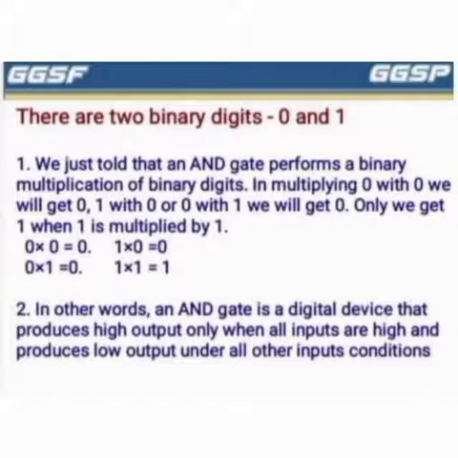Now 0 into 0 is 0, 1 into 0 is 0, 0 into 1 is 0, 1 into 1 is 1. In other words, an AND gate is a digital device that produces high output only when all inputs are high and produces low output under all other input conditions.